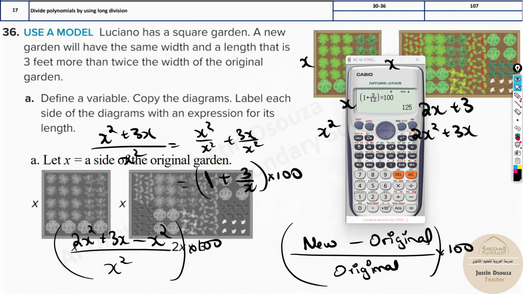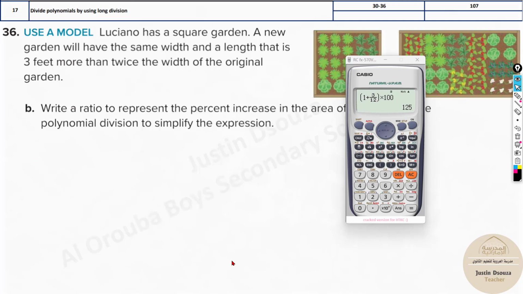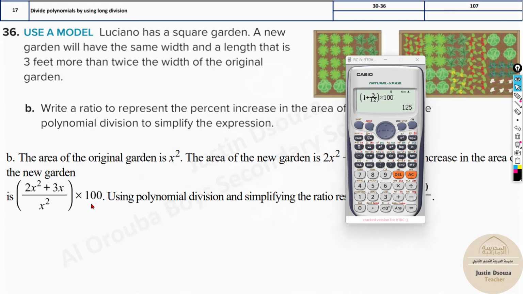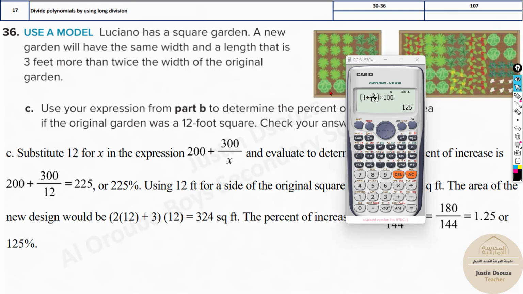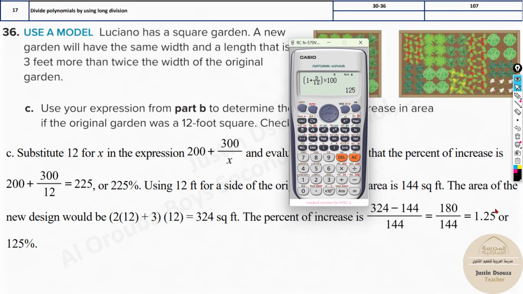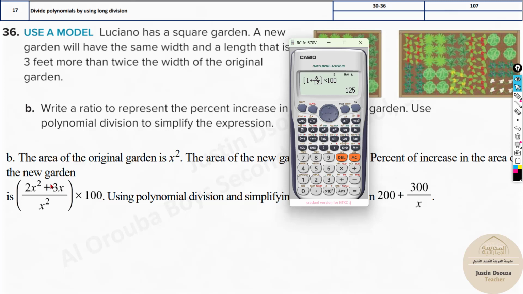Let's just check the answers. Over here, let me just remove this. We get x, this is what we had written. And then you can solve over here. See, we have to just solve this up. Wait a minute. Okay, this is the answer: 1.25 or 125%. Okay, let me just go back.